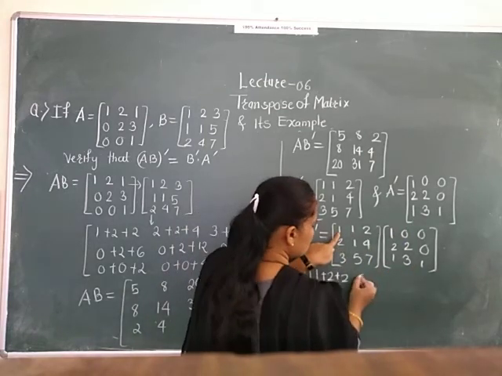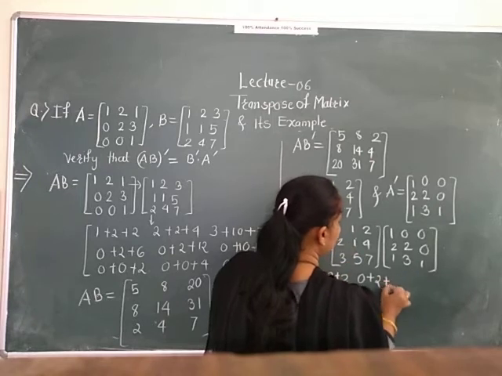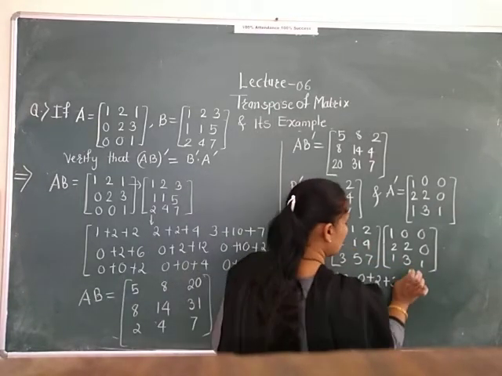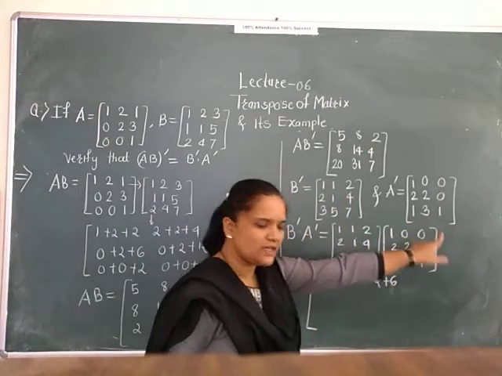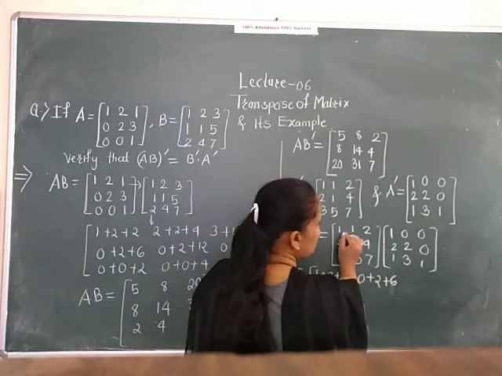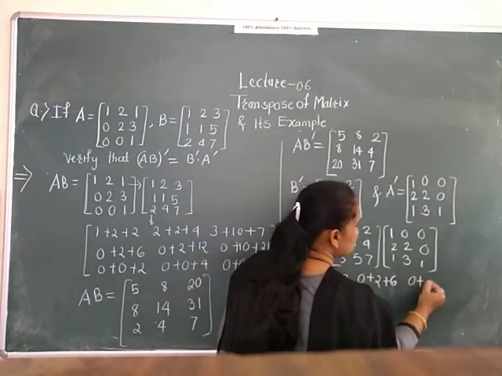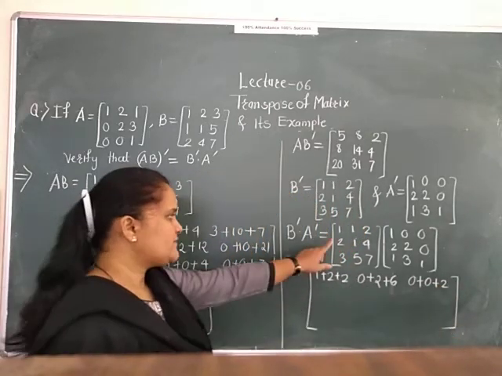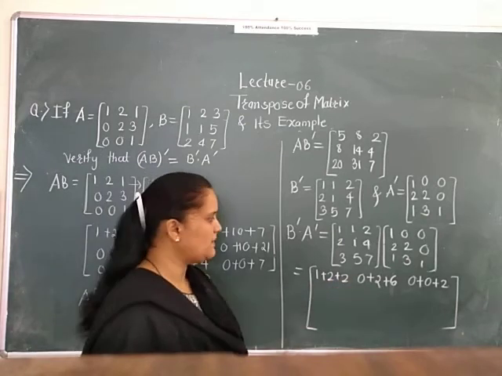1 into 0, 0. This is 2 and this is 3. Sorry, 2 into 3 is 6. Then first row but third column. So it becomes 0, then 0 into 1 is 2. So 0 plus 0 plus 2. In this way, for the first row, we have multiplied all three columns.